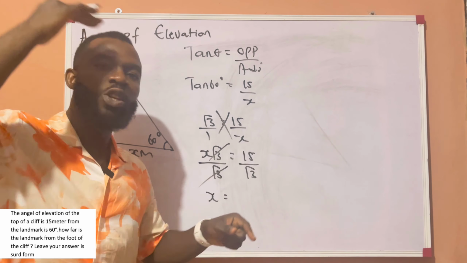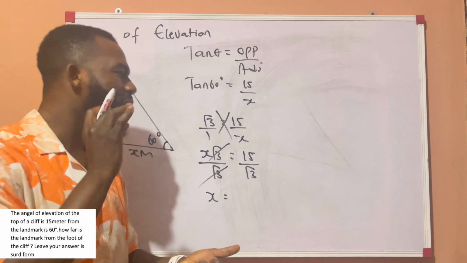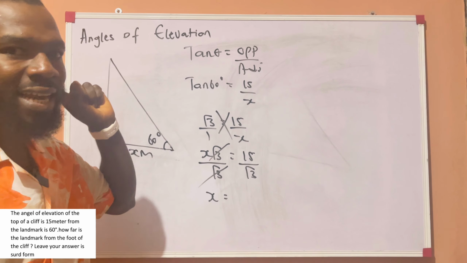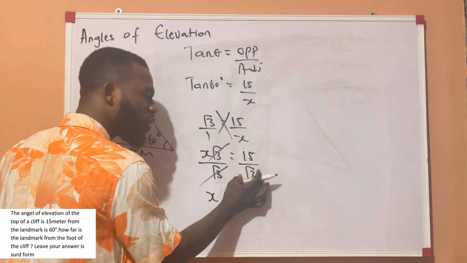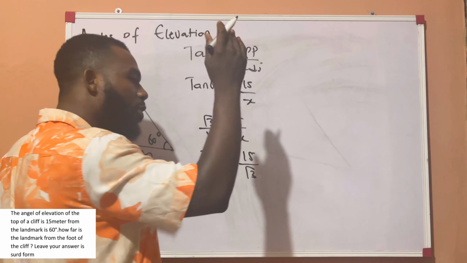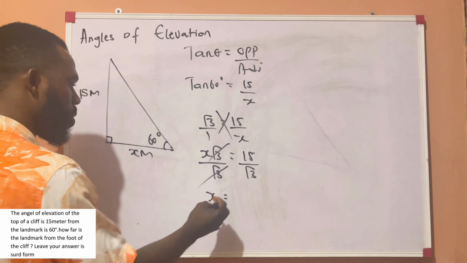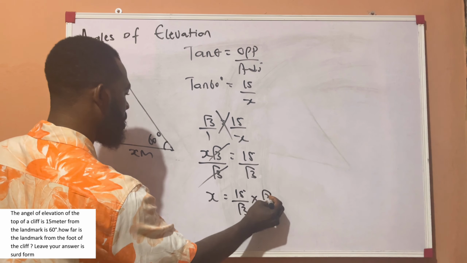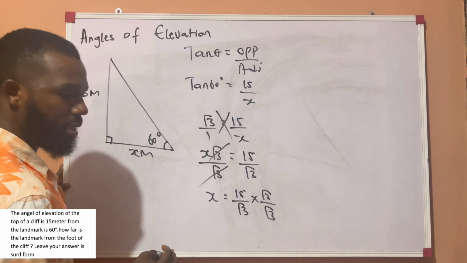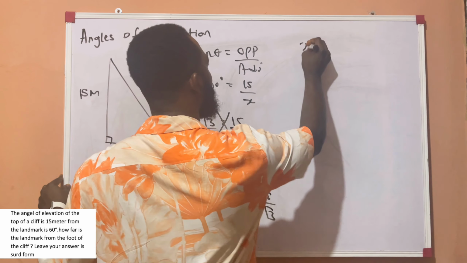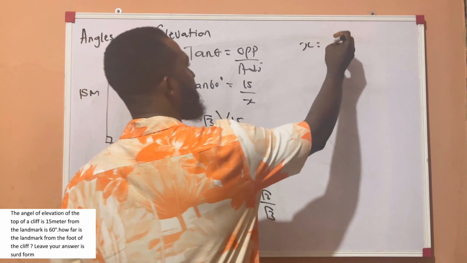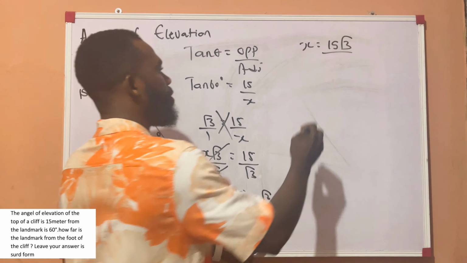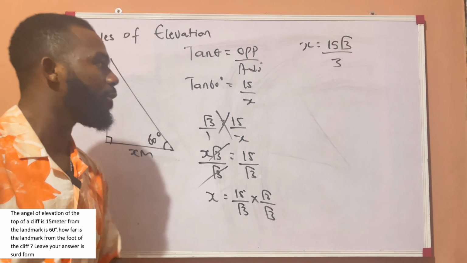If the root sign is at the numerator, there is no problem. But when it is at the denominator, you need to rationalize. Now, how do I rationalize? The denominator, which carries the root sign, multiplies the numerator and the denominator. So here becomes 15 over root 3 times root 3 over root 3. Are you with me? So here becomes x is equal to 15 multiplied by root 3 gives us 15 root 3 over root 3 times root 3 gives us 3. I explained that in the previous example.